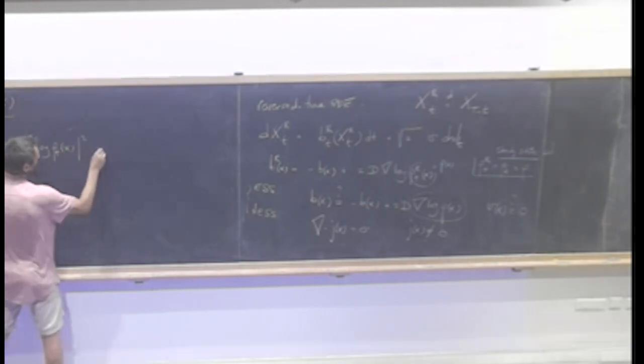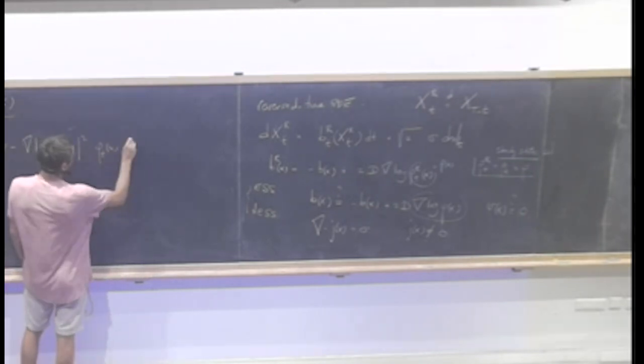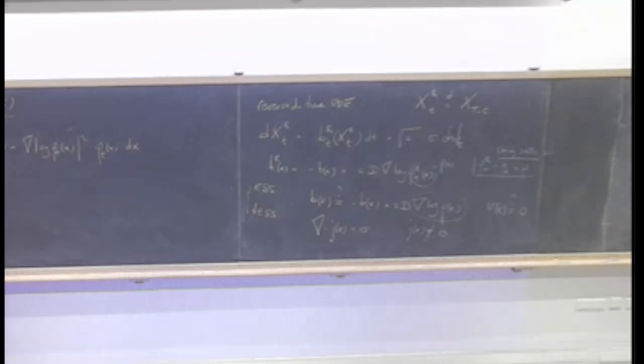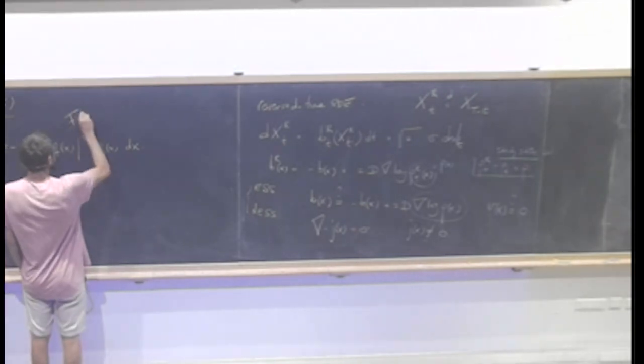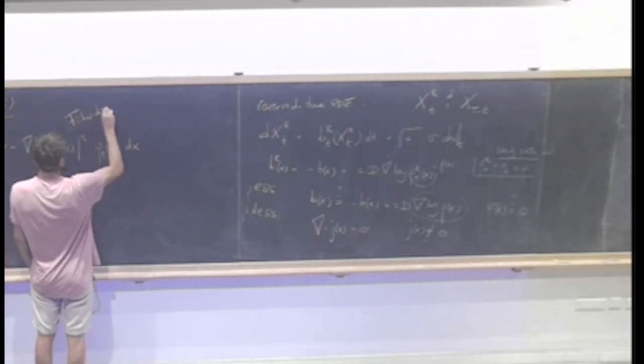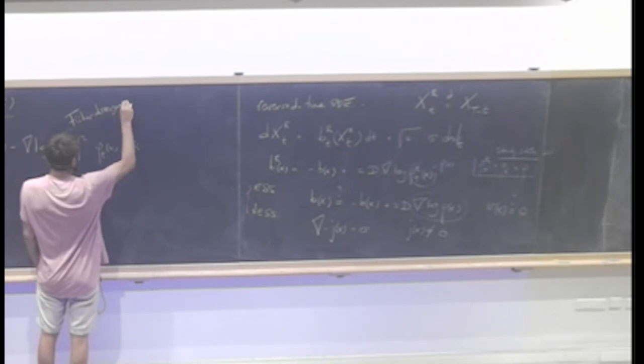A loss, so I'm using the terminology. So let's look at this guy, and let's view this as an objective for S of t. This is called the Fisher divergence by a statistician, this object.